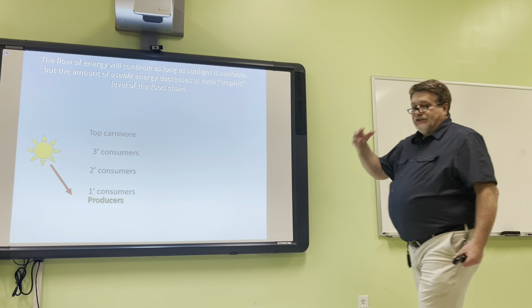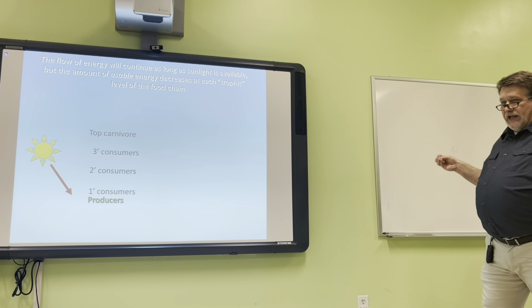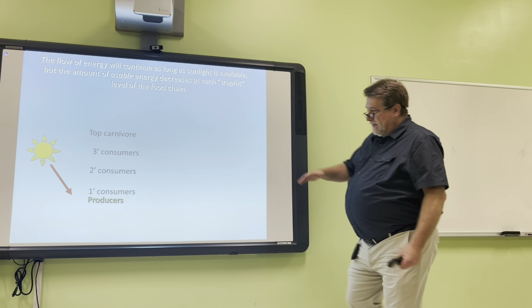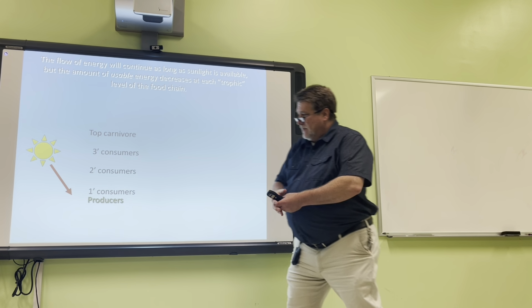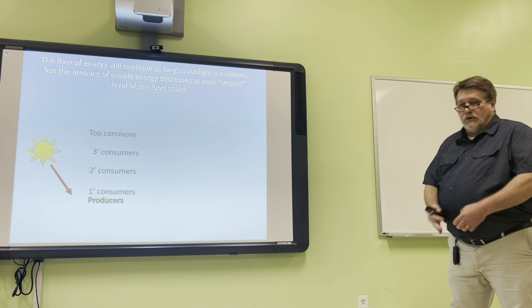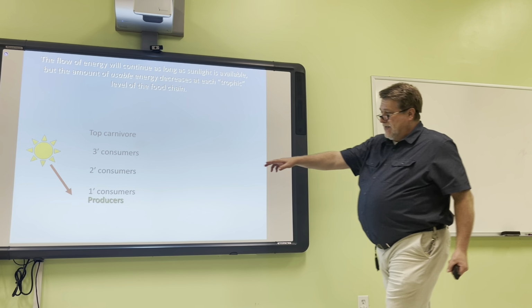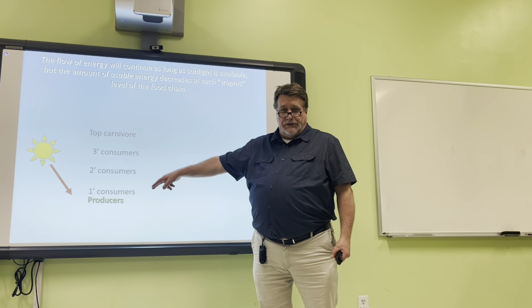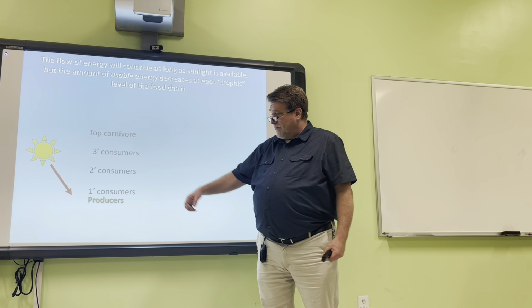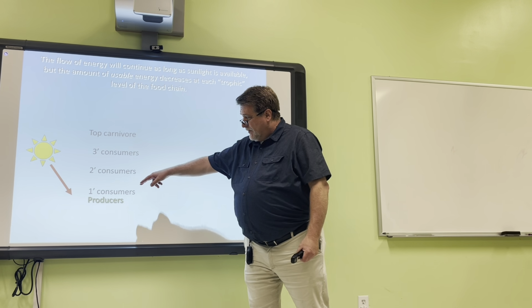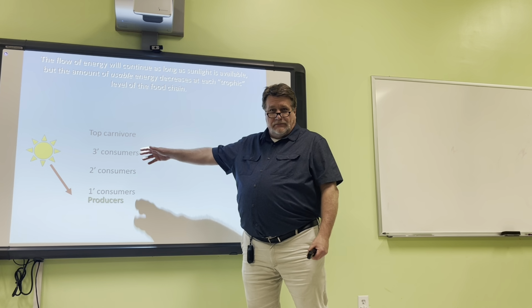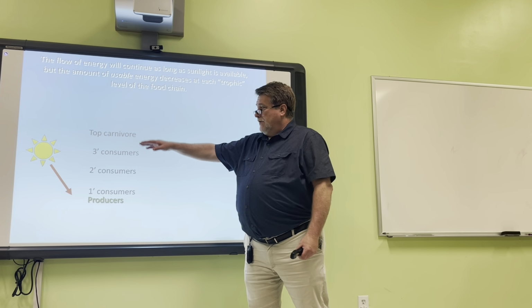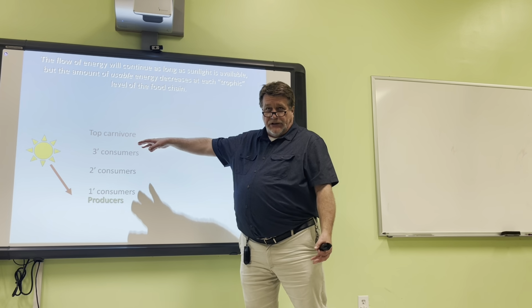So instead of now having a chain or a straight link, let's give those consumers different names. So we've got the producers, the plants. The animals that are eating the producers, we call those primary consumers. They're herbivores. Consumers that eat other consumers are called secondary consumers. Third level consumers are tertiary consumers.